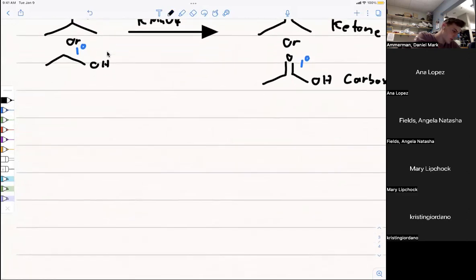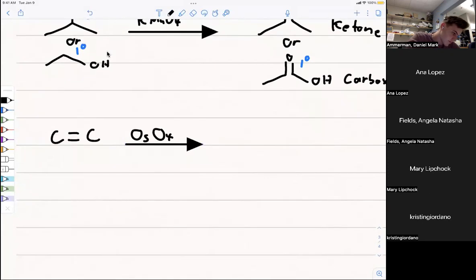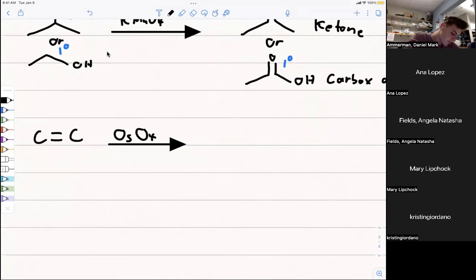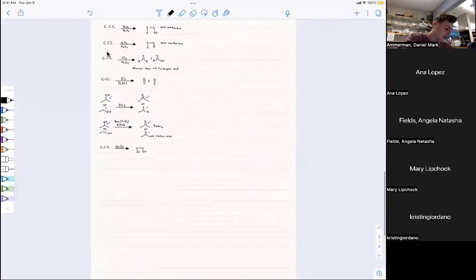This one, I think it's called oxidative addition. It's OsO4 though. It gives you syn diols. I know this is a lot to remember, but if you throw these on flashcards, you can breeze through getting them down.